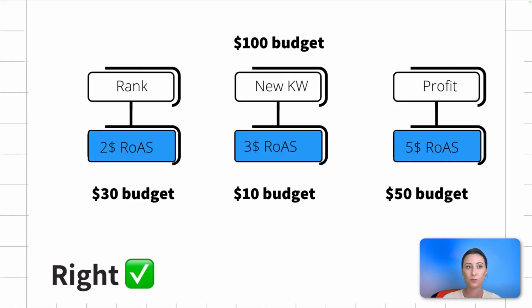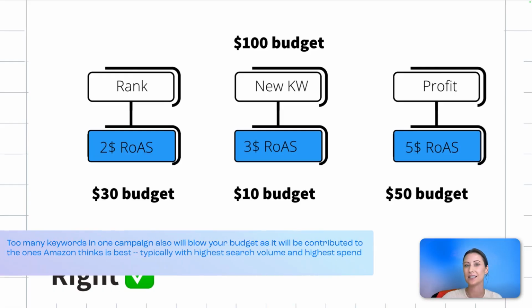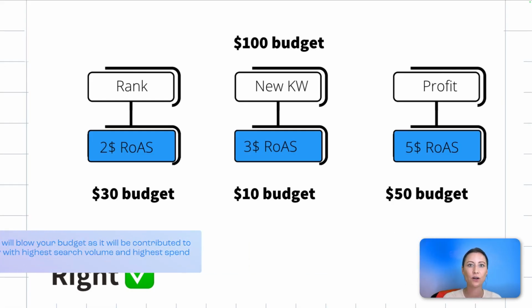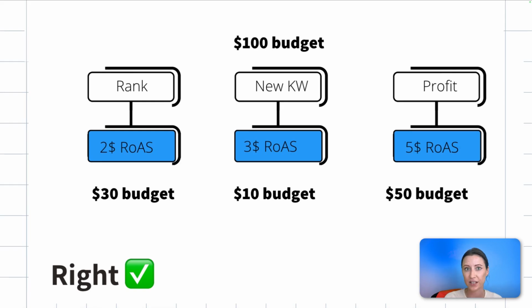And then maybe I have new keywords and they're not doing as well as I'd like. We're still testing, we're still optimizing. I'm just going to give them a $10 budget. And then once they start performing well, I can up that to a $20 budget because they're now performing within expectations. That is why it's so important to segment things out. If you create one campaign, throw all of your keywords in there, Amazon's just going to give your budget to whatever they think needs the budget, which is usually the highest volume, highest spend terms, not always the most profitable terms. When you break things out in this fashion, that gives you a lot more control over your optimization and where that budget is being distributed.